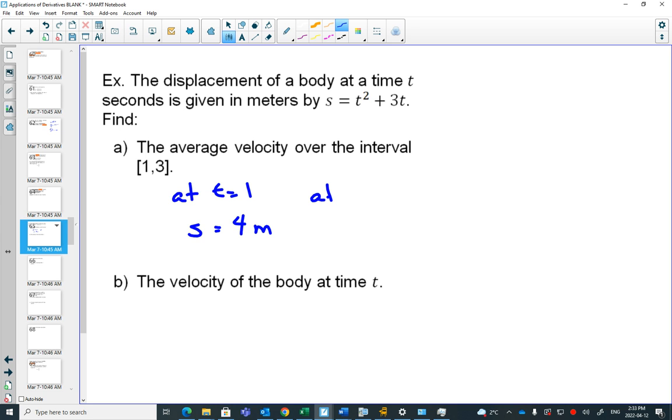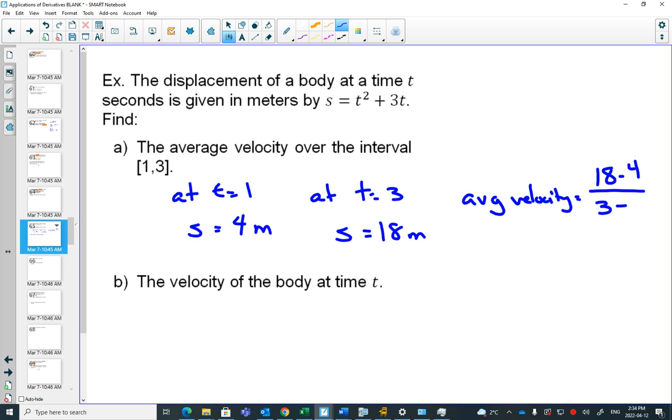And at t equals 3, 9 plus 9, S would be 18 meters. Can you see in those 2 seconds you have changed 14 meters? So your average velocity would be, well, we've changed 14 meters in 2 seconds. 14 divided by 2. Your average velocity was 7 meters per second.